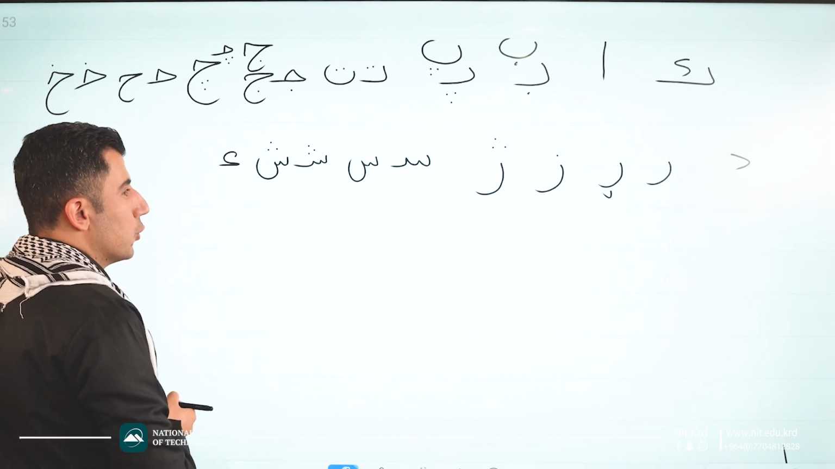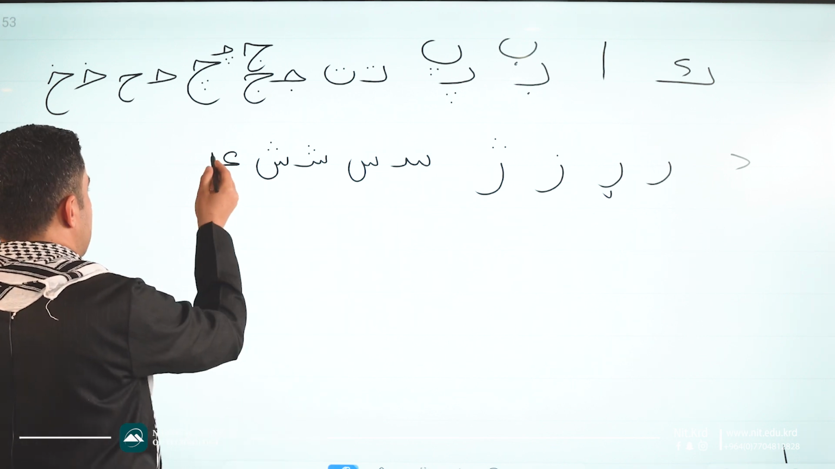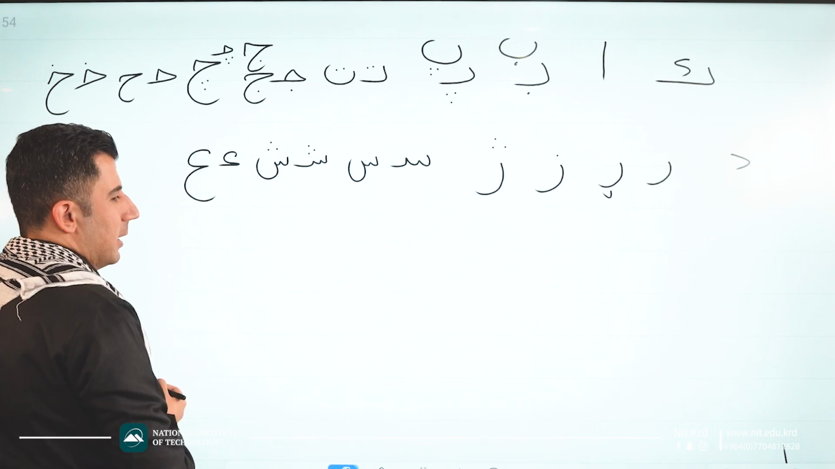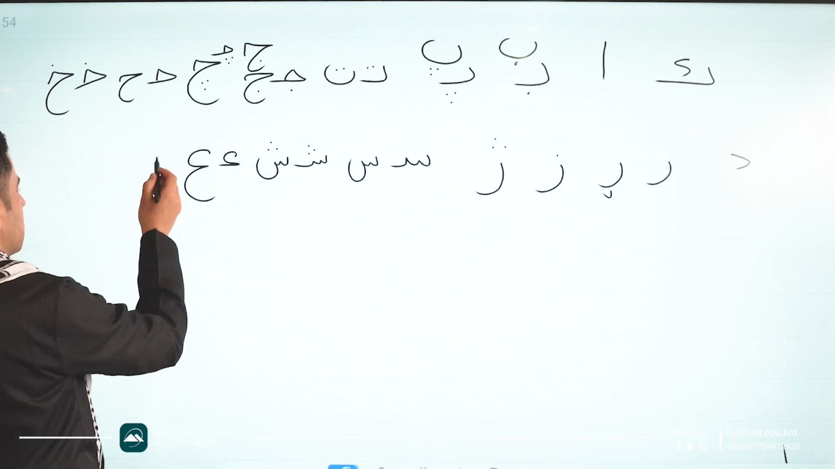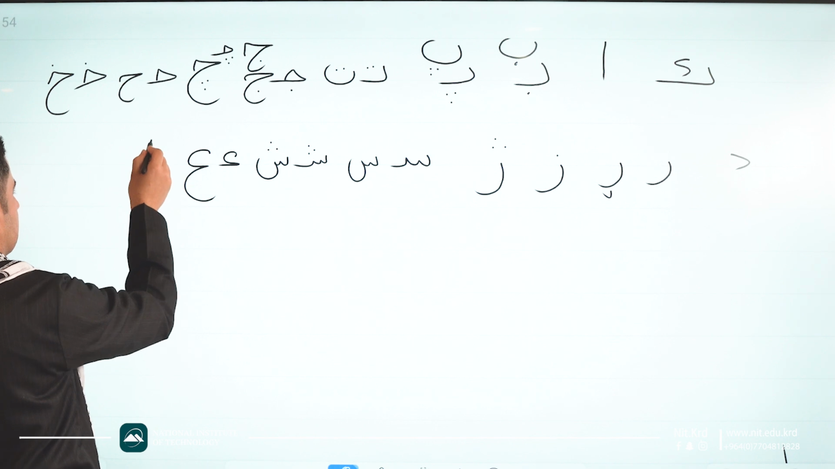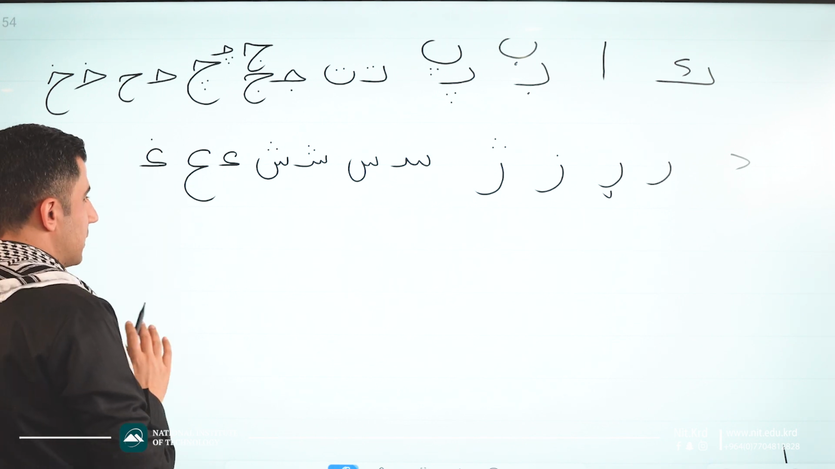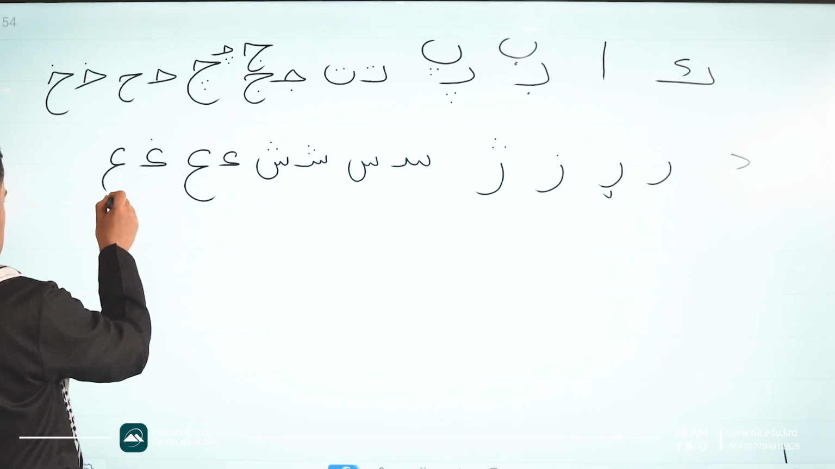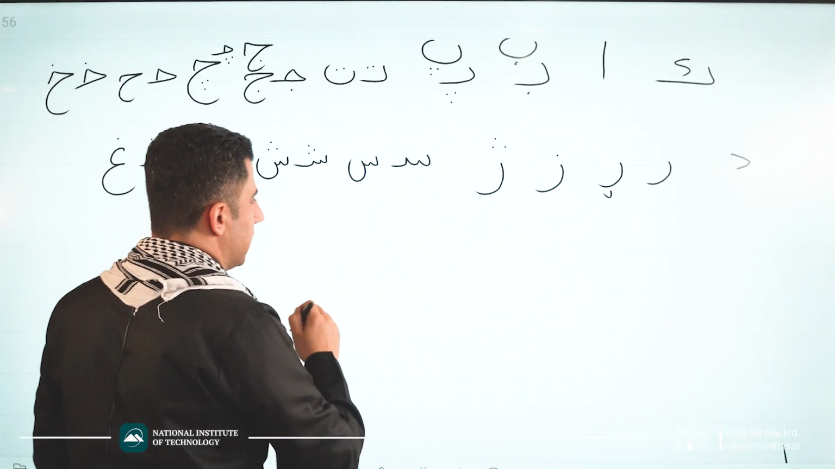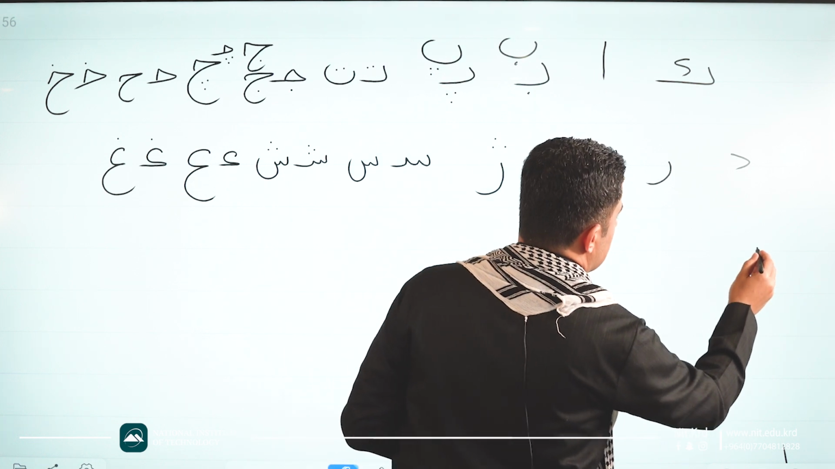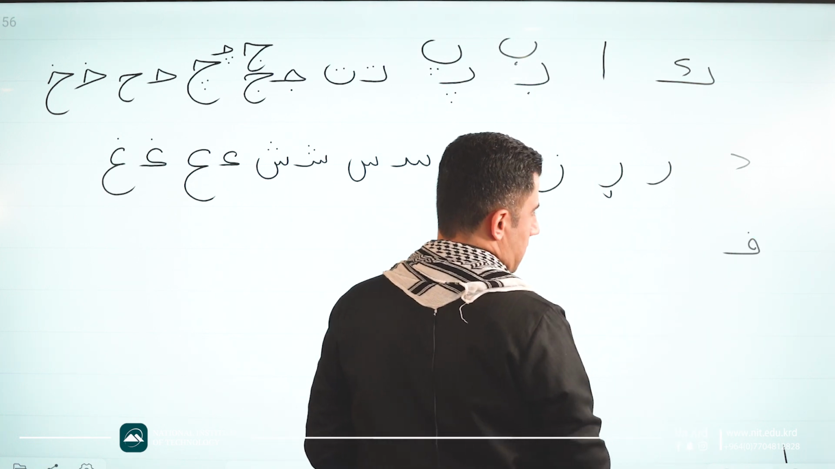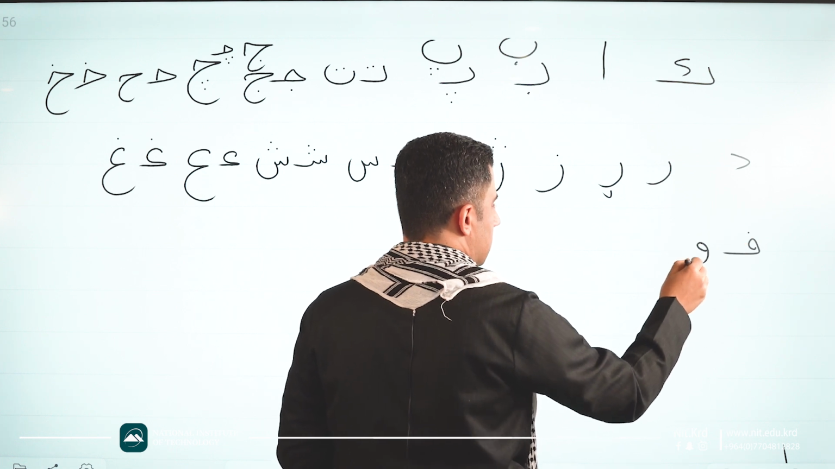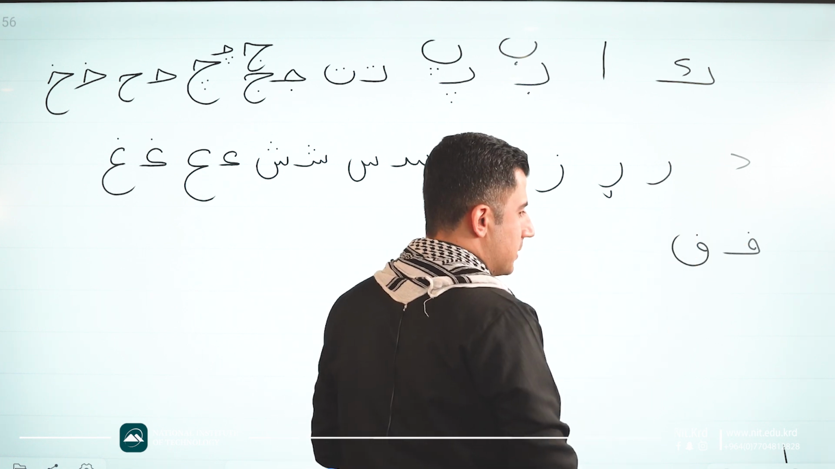This is for beginning and middle. But at the end, we have to write down like this. This is e. After e, we have r. R. That we do not have it in English, this sound. Be careful. R. At the end of the word, we have to do like this. After r, we have f. F. That's for beginning and middle. F. This is at the end of the word.